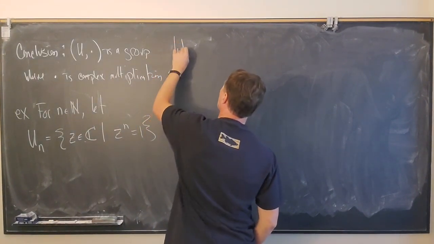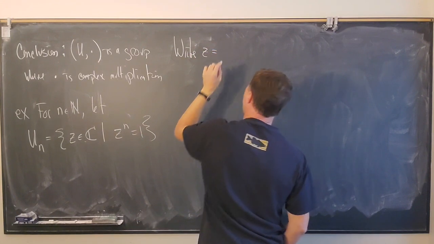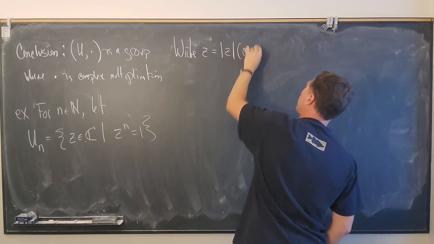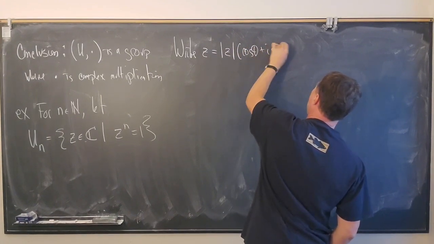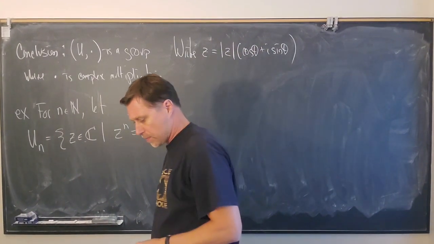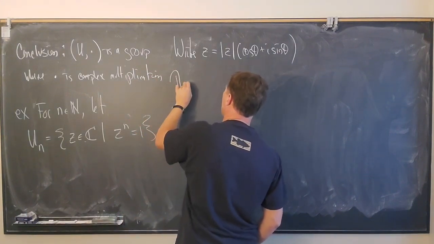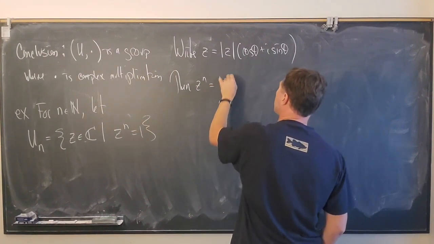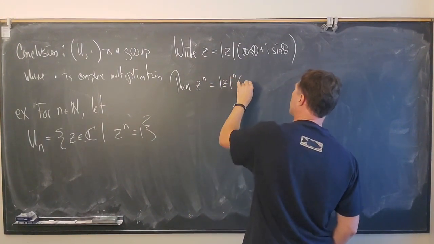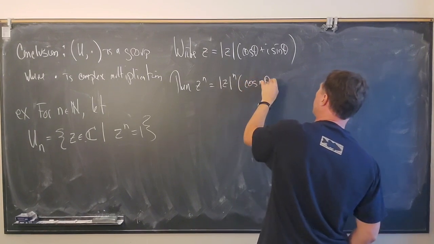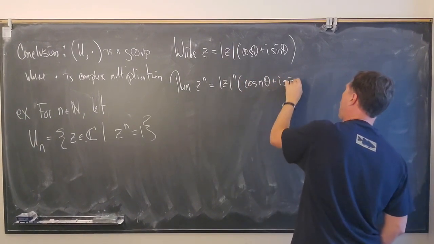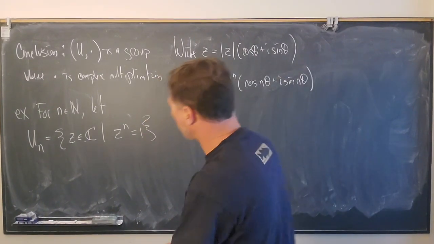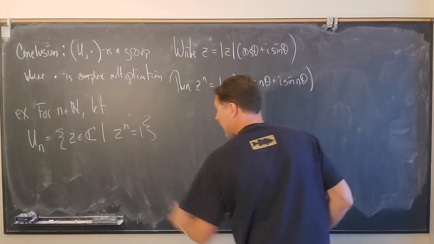So let's write z using our polar form, z times cosine theta plus i sine theta. Then z to the n is equal to the modulus of z to the n times cosine n theta plus i sine n theta. And then we're setting that equal to 1. We want it to satisfy this equation.